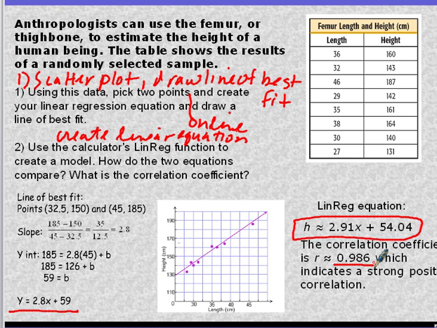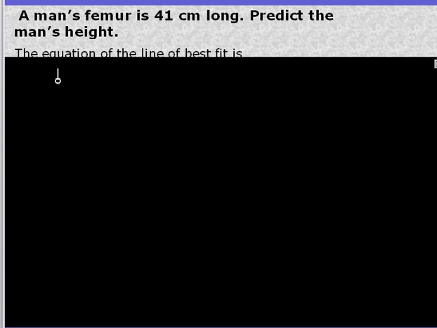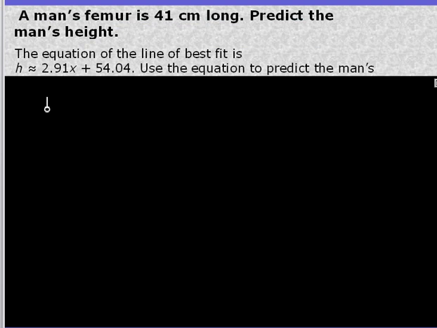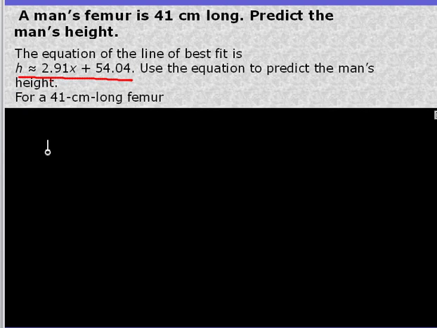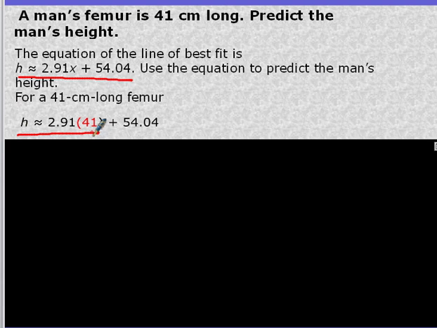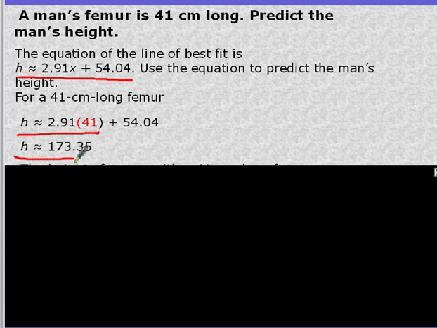So the last thing we'll do is actually use this data, because after all that work, you want it to be useful. So let's say a man's femur is 41 centimeters long. We want to predict the man's height. So we can do that using our linear regression equation. So here's our equation. It's telling us that the height is roughly 2.91 times the femur plus 54.04. So we're going to plug 41 in for the femur length, and that tells us the height would be about 173.35.